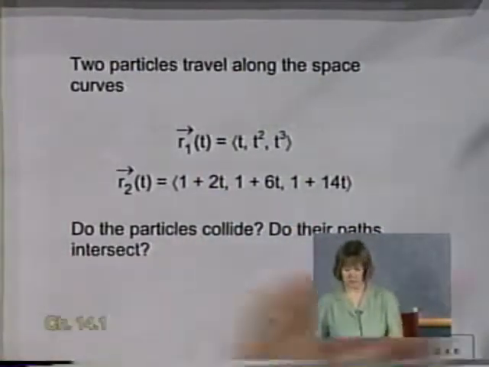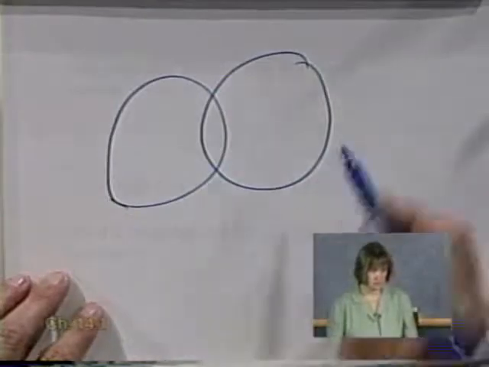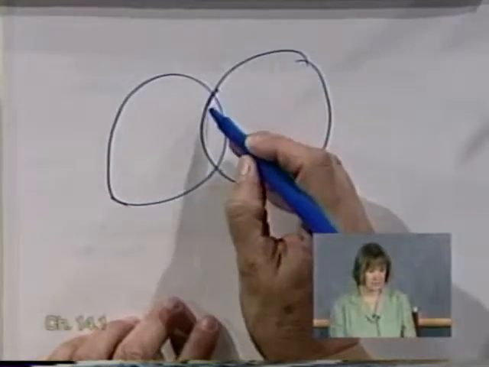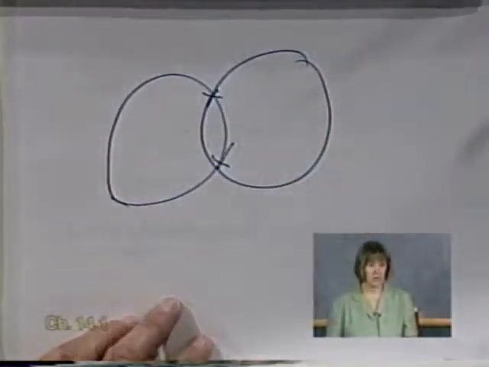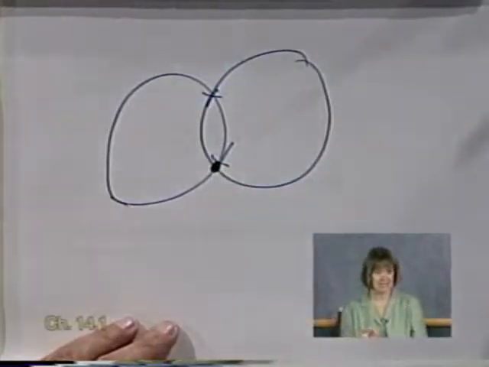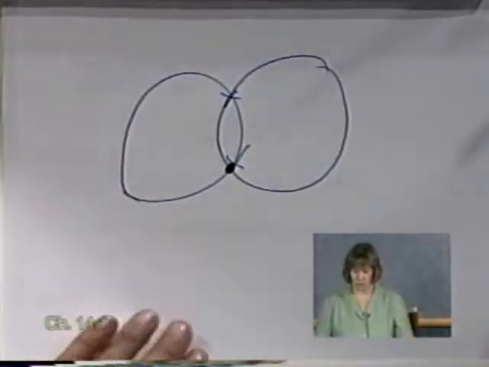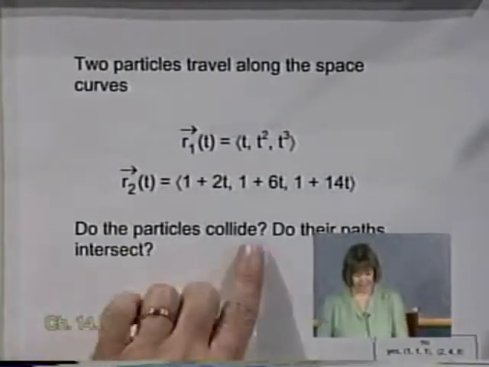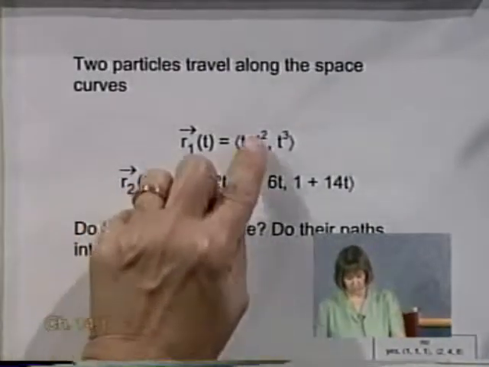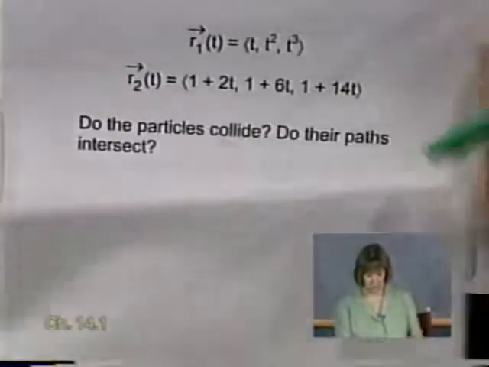Just to give you an idea, I could have one particle moving along this curve and another particle coming along this curve, and the paths are intersecting here and here. But in order for the particles to collide, I have to have particle 1 and particle 2 at the same point at the same time. You with me? So in order to collide, their x, y, and z coordinates have to be identically equal to each other.